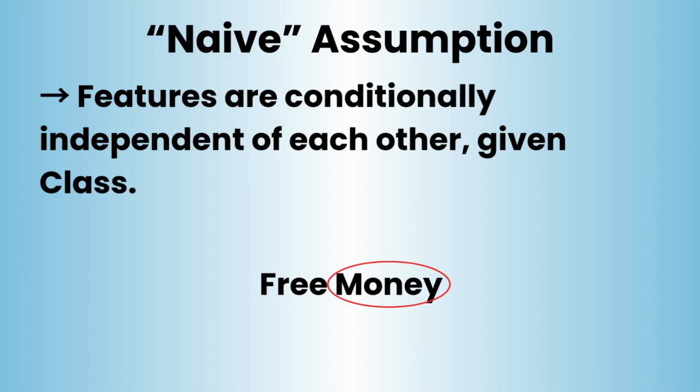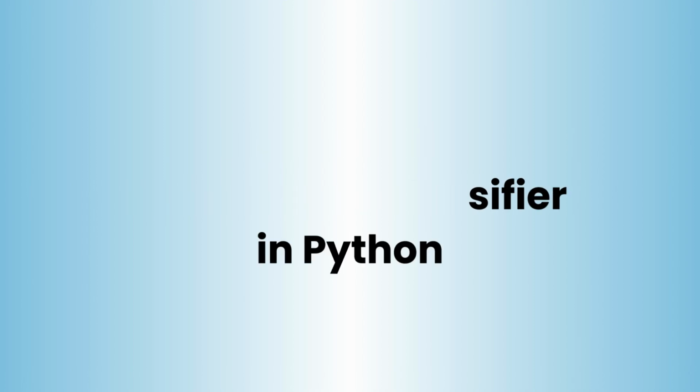Words like free and money often appear together in spam emails, and that's why it's called naive. This assumption makes the math simple. Despite this assumption, this classifier works well in practice, especially for text classification. Let's walk through a simple example to see how this works.